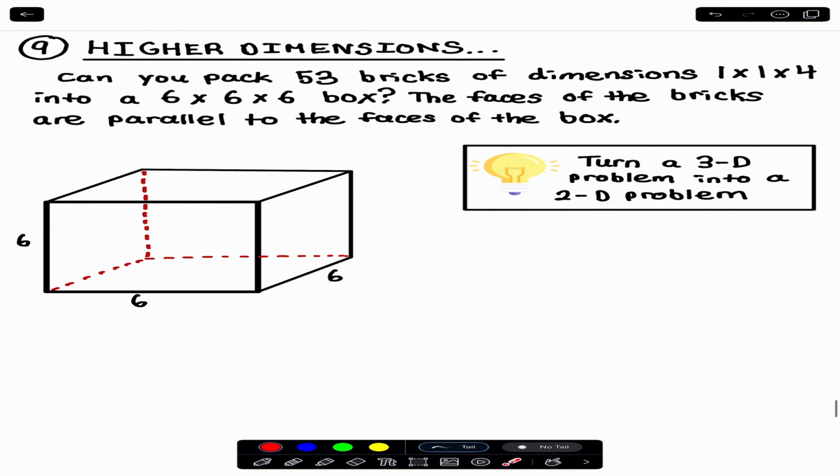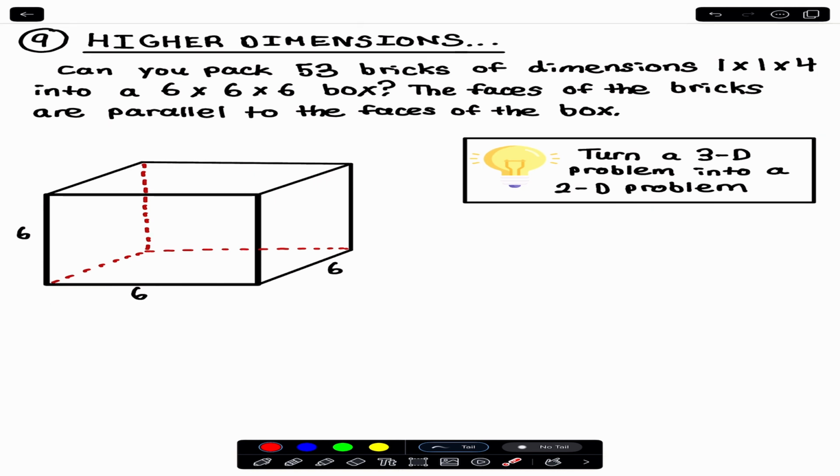This is the final problem. So let's finish strong. This is a good one. I really like this one, by the way. It's a simple question. It says, can you pack 53 bricks of dimensions 1 by 1 by 4 into a 6 by 6 by 6 box? The faces of the bricks are parallel to the faces of the box.